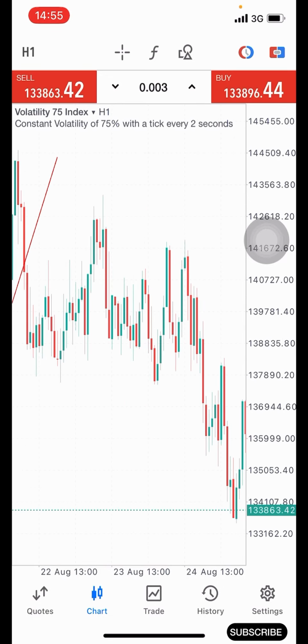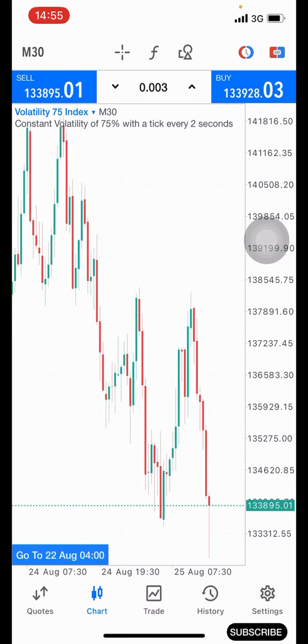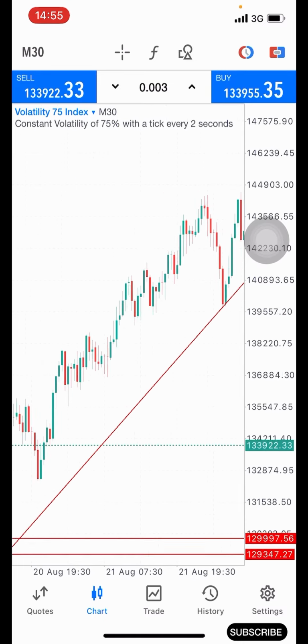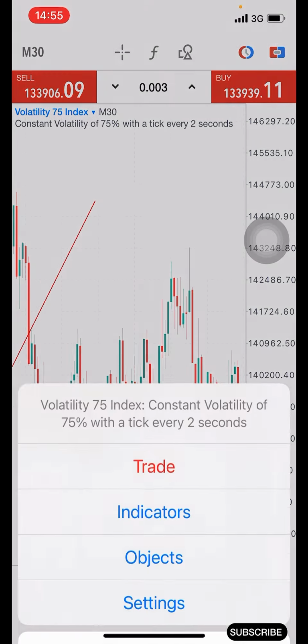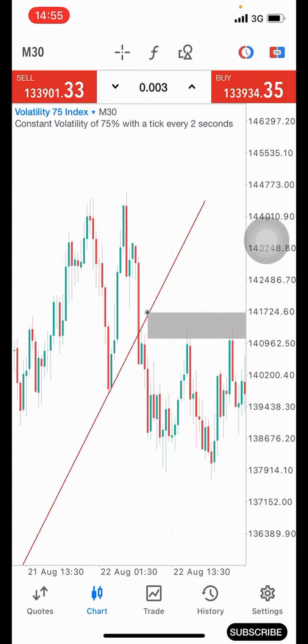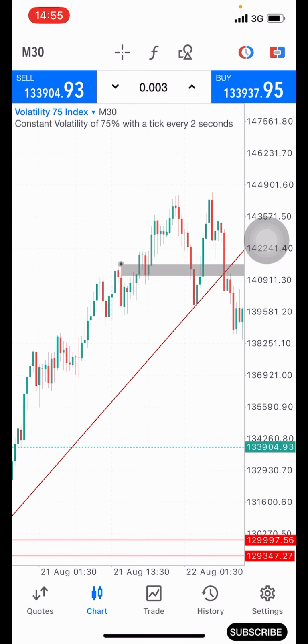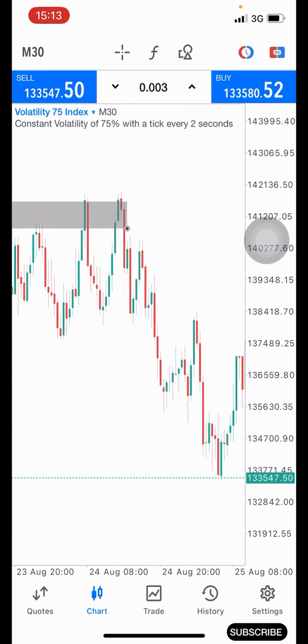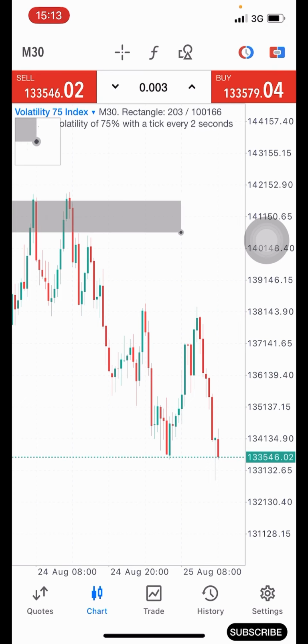Then I went down to the 30-minute time frame again so that I would be able to mark out that area very well. Here on the 30-minute time frame, I marked out the support and resistance zone around that area because I was seeing the resistance around that area pushing price to the downside.